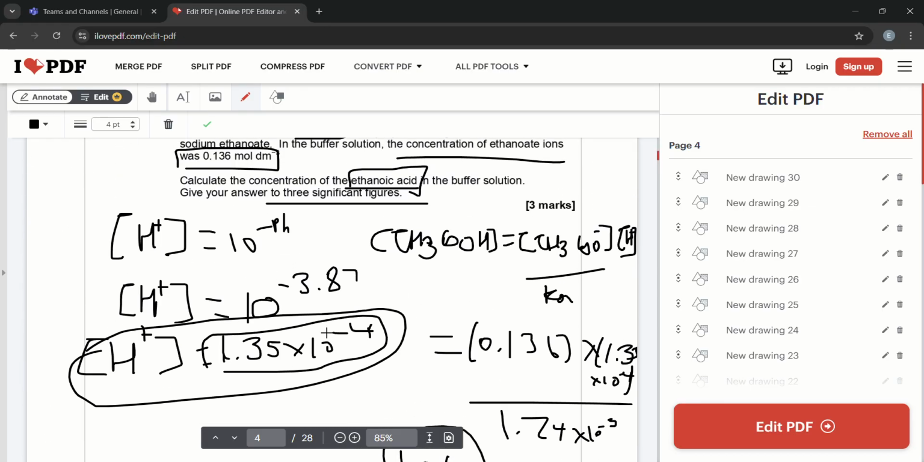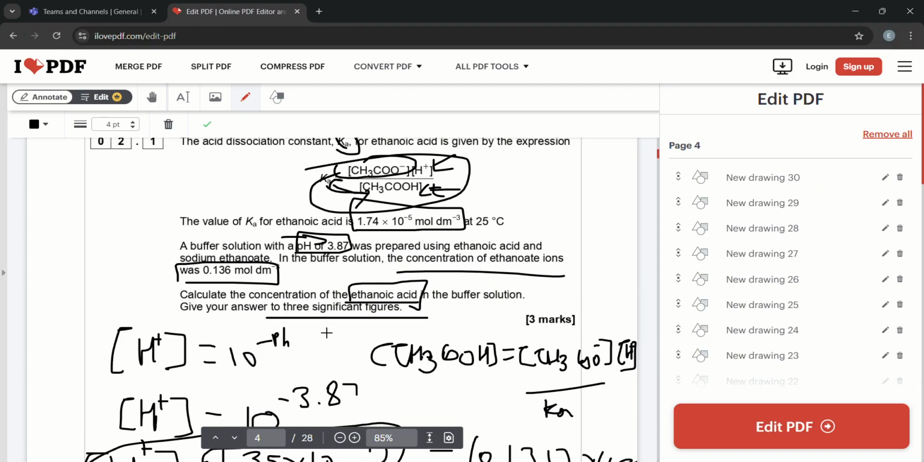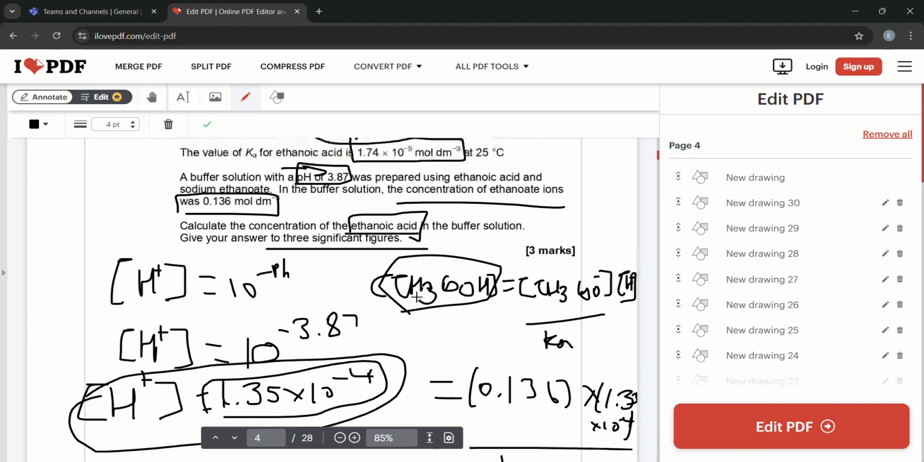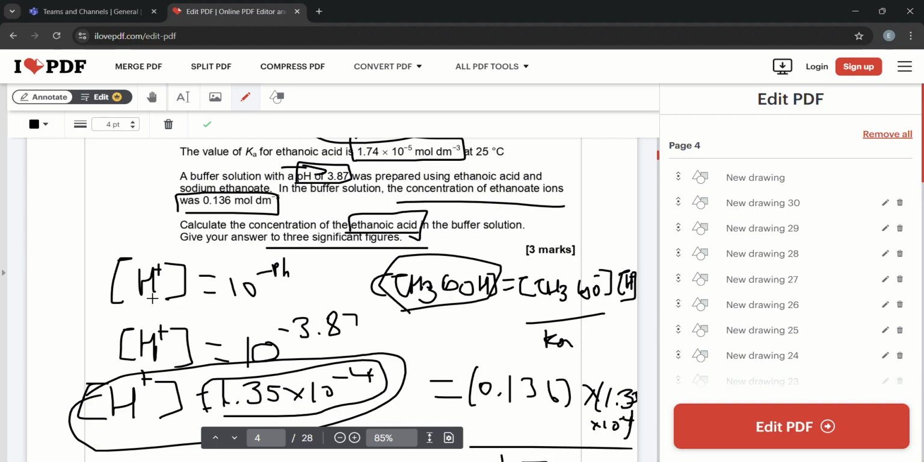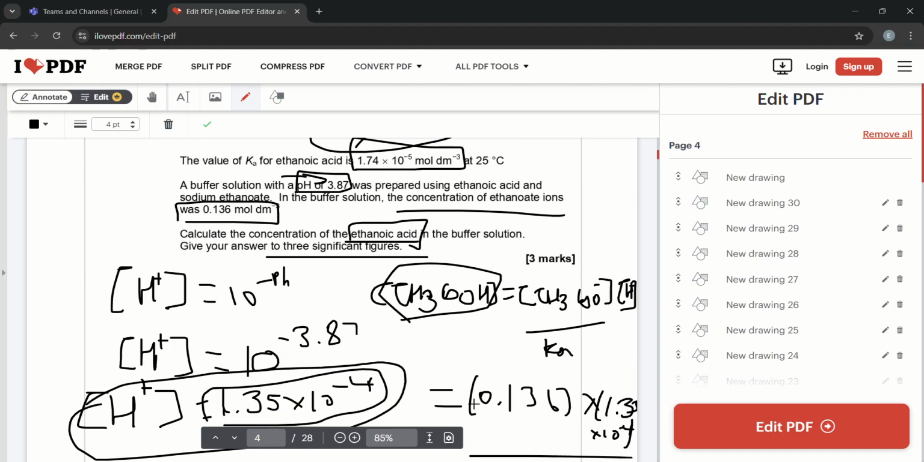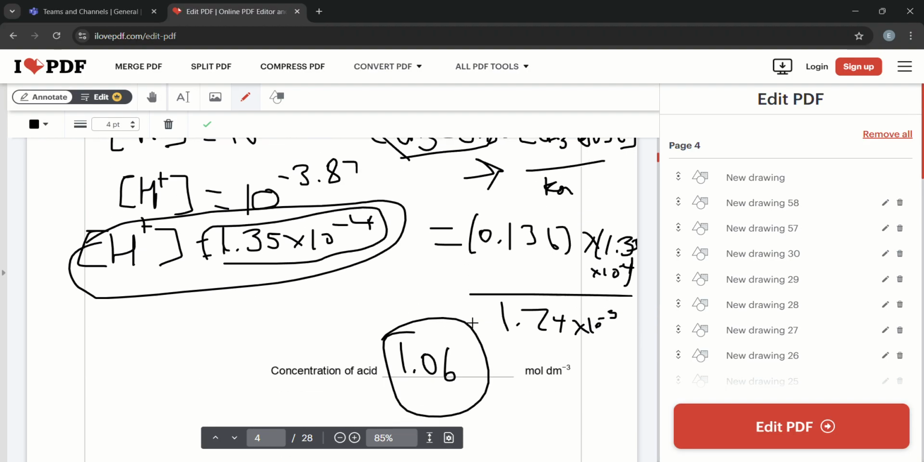So question 2.1, pretty nice question. Rearrange the equation to find out this. We know that the concentration of H plus is equal to 10 to the power minus pH. Give us pH, we get the concentration of H plus, and then substitute into the equation and we get the concentration of acid. The hard part really is knowing this equation, knowing that you have to use it, and rearranging the equation with ease.